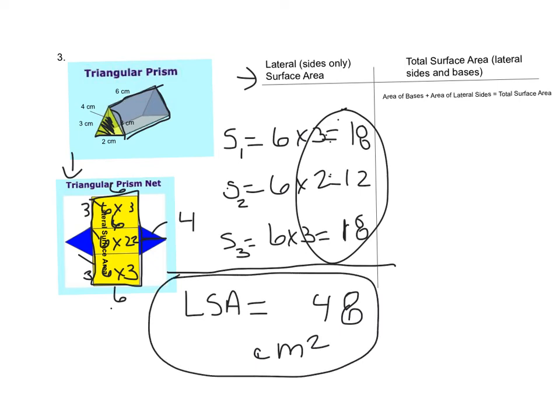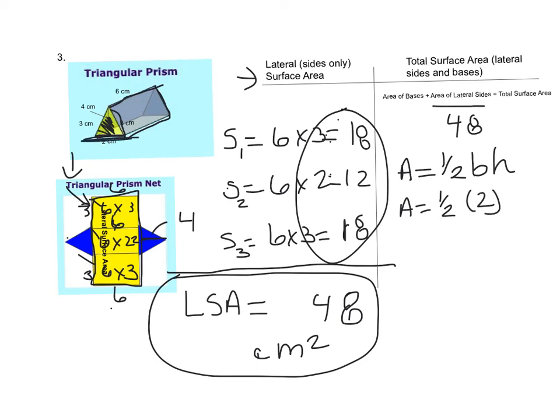That is the lateral surface area. That is the area that is shaded yellow right here. The total surface area is the lateral surface area of 48 plus the area of the triangular bases. So let's find the area of the triangular bases. Remember, to find the area of a triangle, you use the formula area equals 1/2 the base of the triangle times the height of the triangle. The base of the triangle is 2, right here, and the height of the triangle is 4, this dimension right there.